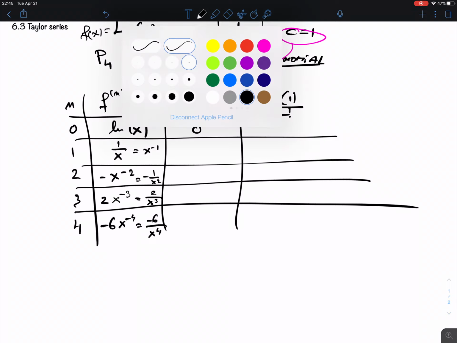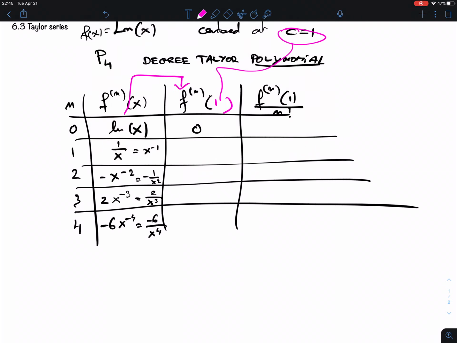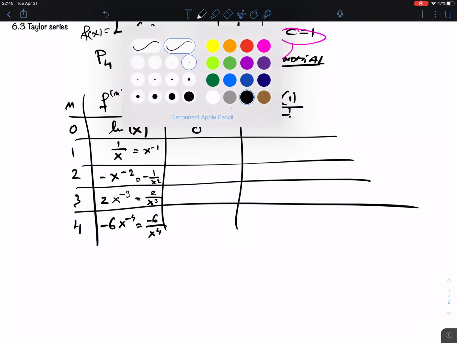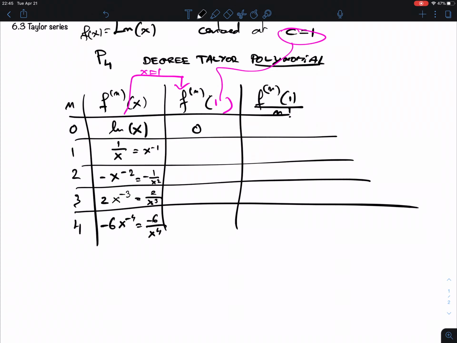So let me make again a picture. From here to there, what we do is put x equal to 1. That's the only thing we do in each row. Okay, 1 over x, plug in 1, that's 1. Minus 1 over x squared, plug in 1, negative 1. Any power of 1 is 1, so then we get 2, and then we get negative 6.